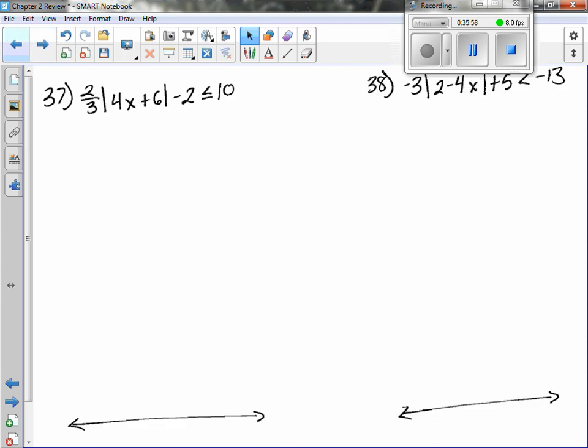So looking at the rest of the absolute values, are there any of those that you want to look at and see how they are solved? Are there any of the other absolute values that we want to look at? So we good with all of these here? Yes?